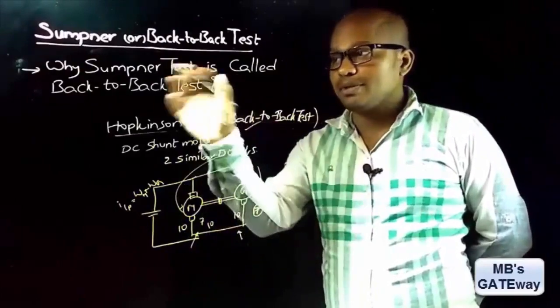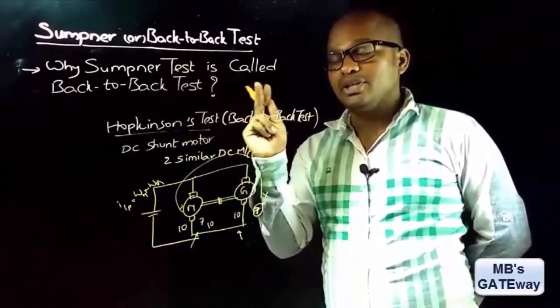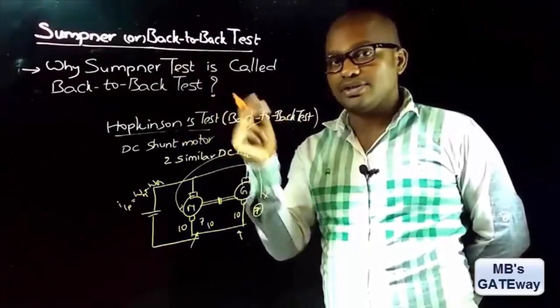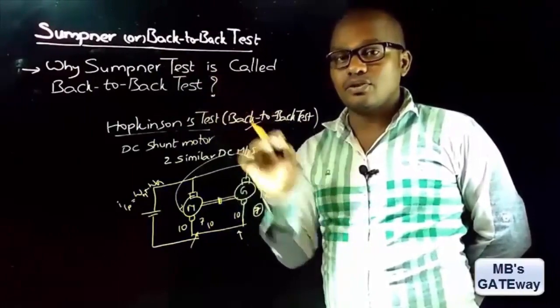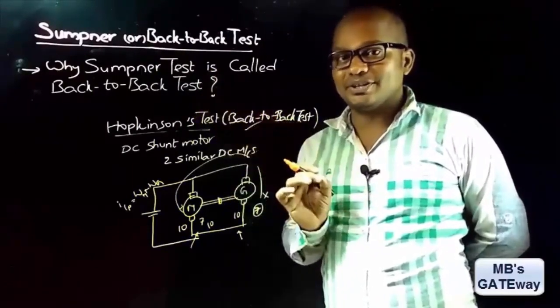And coming to Sumpner's test, Sumpner's test is also called the back-to-back test because there we make use of two transformers, and one transformer acts as the load to the other transformer. So Sumpner's test is also called the back-to-back test. Let's understand that with its circuit diagram.